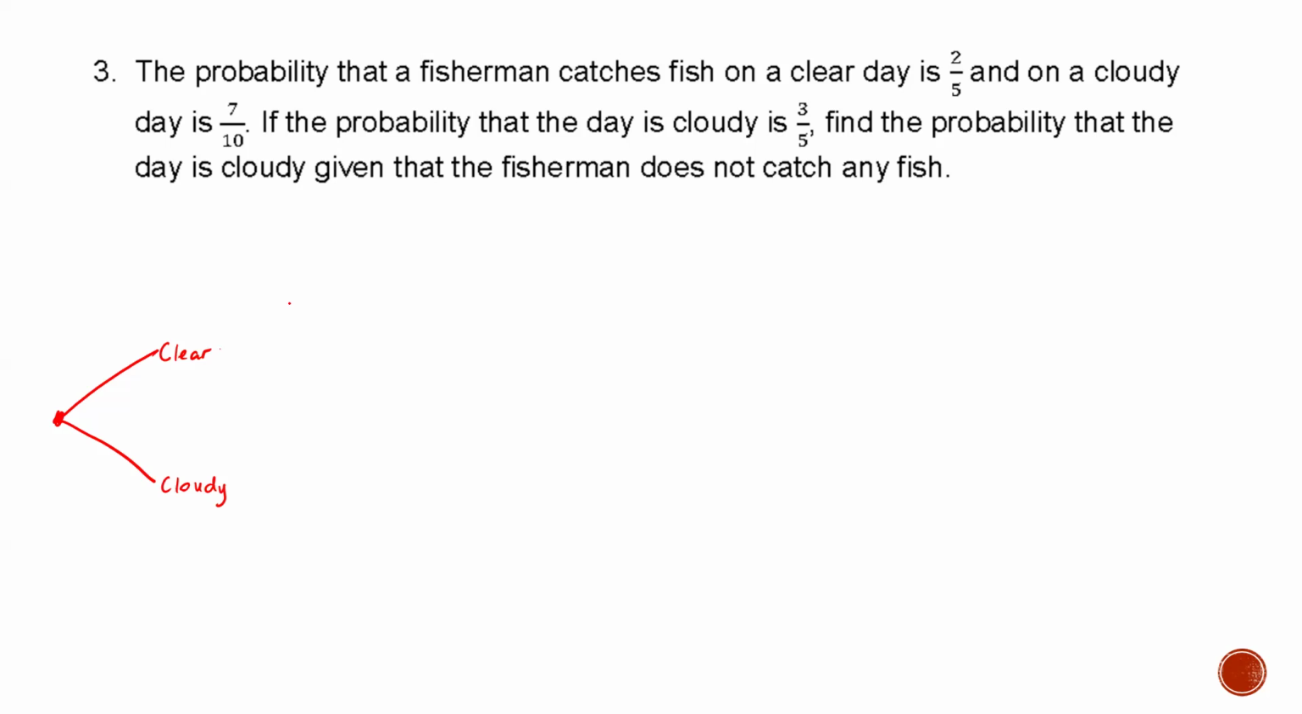And we're told that when it's clear, the probability that he catches fish is 2 out of 5. When it's cloudy, the probability that he catches fish is 7 out of 10. That means if it's clear, the chance that he will not catch is 3 out of 5, 1 minus 2 out of 5. And if it's cloudy, the chance that he will not catch is 1 minus 7 out of 10, which is 3 out of 10.